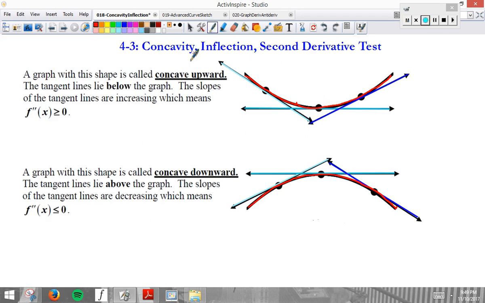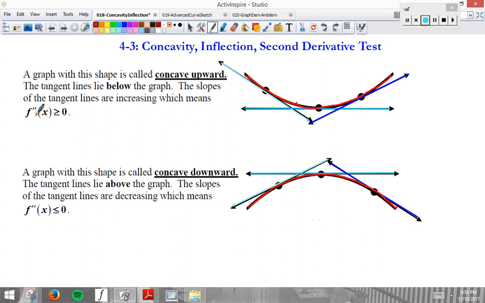So the idea is that here, the slopes, the number that would measure the slope, is going from a negative value toward a positive value. Even locally, we're going from a negative value to a less negative value, or from a positive value to a more positive value. Whereas concave downward, where the tangent lines live above the graph, the slopes of the tangent lines are decreasing. We're going from a positive value to a 0 to a negative value, from a positive value to a less positive value, from a negative value to a more negative value.